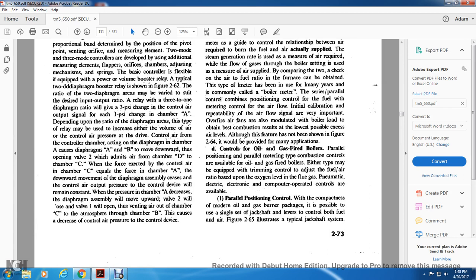D. Control of oil and gas-fired boilers. Parallel position, parallel metering, or series type combustion controls are available. On oil and gas-fired boilers, either type may be equipped with trimming control, which adjusts the fuel air ratio based on the oxygen level in the flue gas. Pneumatic, electrical, electronic, and computer-operated controls are available.